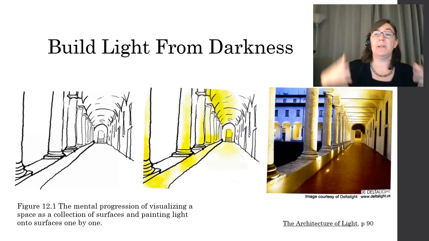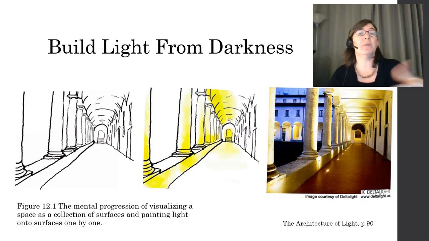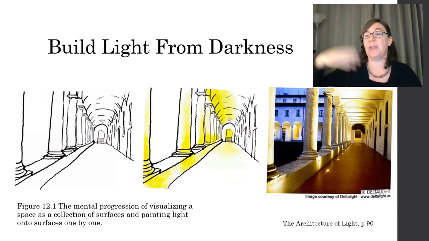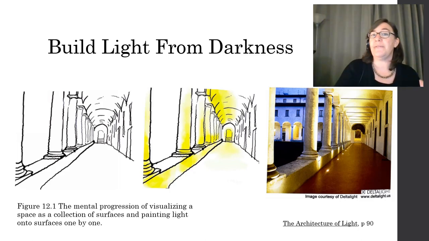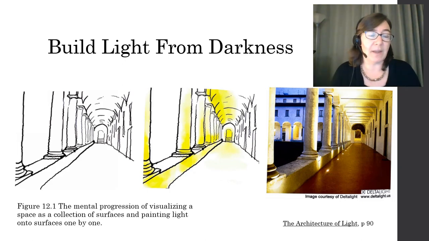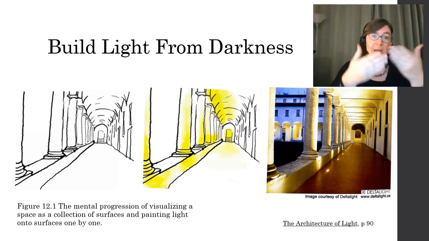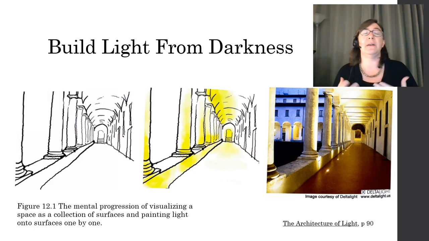So here we have an example of a corridor. We've got a series of columns open to a courtyard on the left and a building on the right. All right. And starting from the left-hand side, you can see that we have taken this corridor down to its basics, really imagining it in black and white. And go ahead and you can close your eyes and imagine this corridor in darkness.